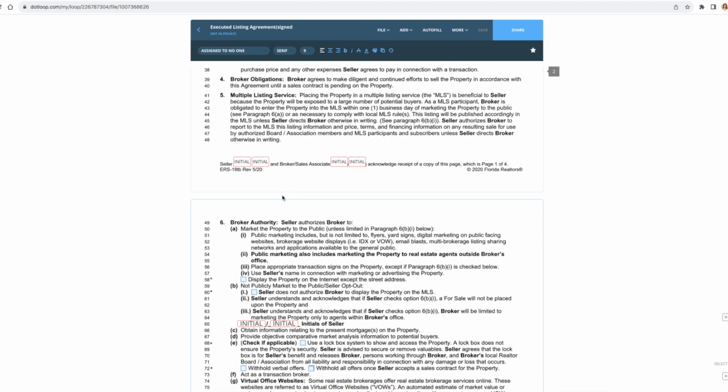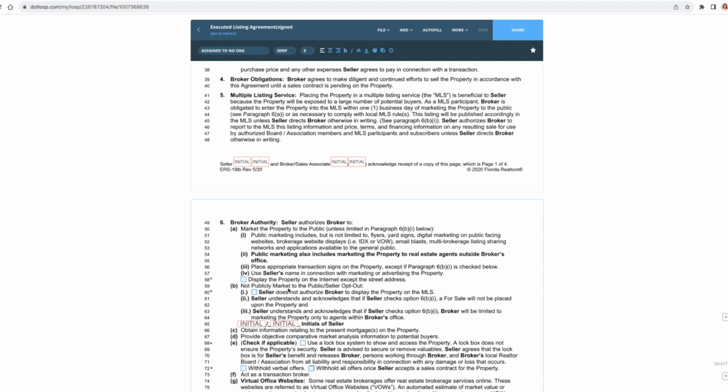The broker authority, the seller, line item 49, section 6, broker authority. Seller authorizes the broker to market the property to the public. I think that's a given. If you come down here in this section, there's a checkbox here: display the property on the internet except the street address. If you mark this, then when you go into inputting the listing, you have to exclude the listing address, and that's like a no-go. We always need the address. So it's not typical to have this marked.